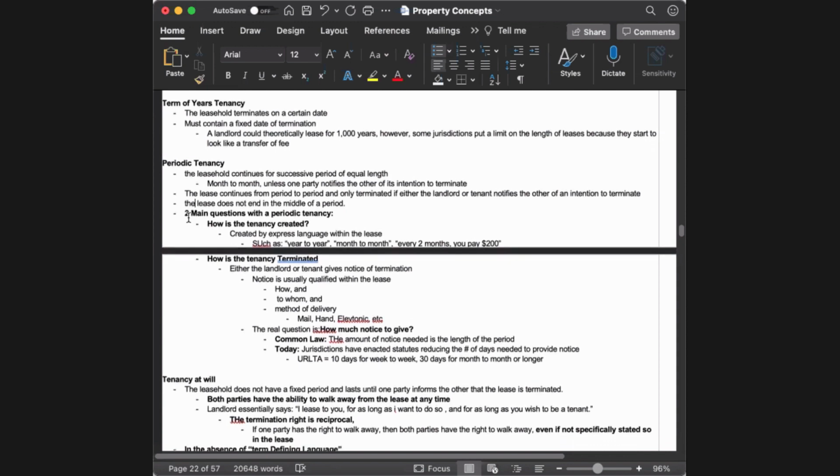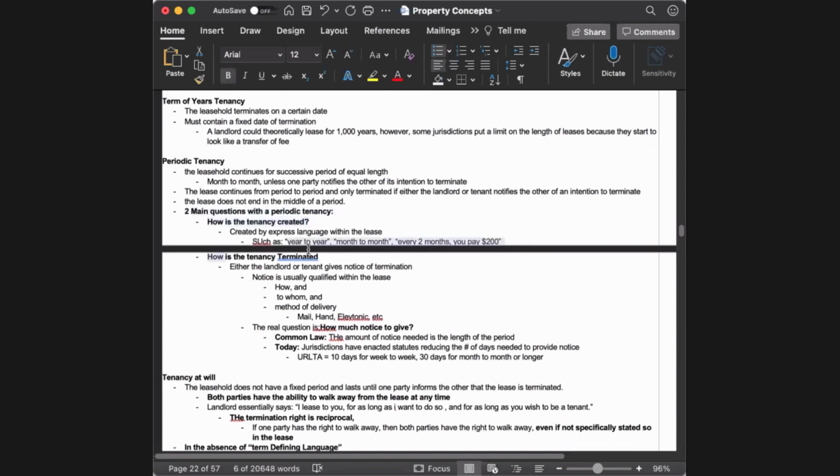There are 2 main questions that are asked with regards to a periodic tenancy: how is that tenancy created, and how is the tenancy terminated? It is always created by express language, which would be something like year to year, month to month, every 2 months, you pay a certain amount of money. It's pretty explicit in how we create a periodic tenancy.